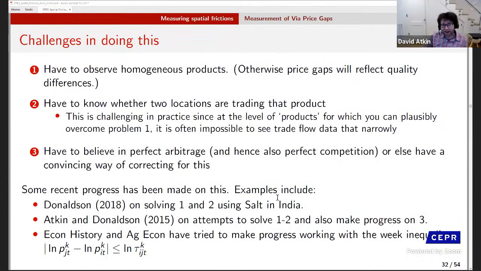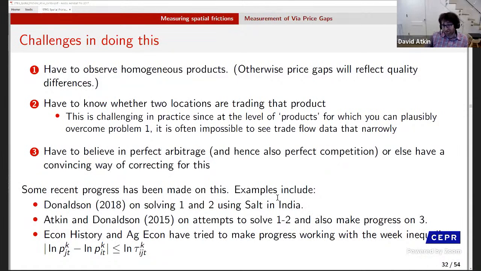So there are three challenges here. The first is we have to observe the same product in both locations. It's no use observing rice in one location and rice in another, if the rice in location I is low quality and the rice in location J in a big city is high quality, then we're not really comparing like with like, and some of that price difference is the quality difference.